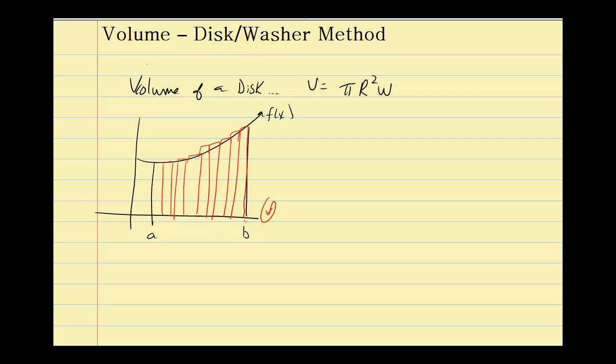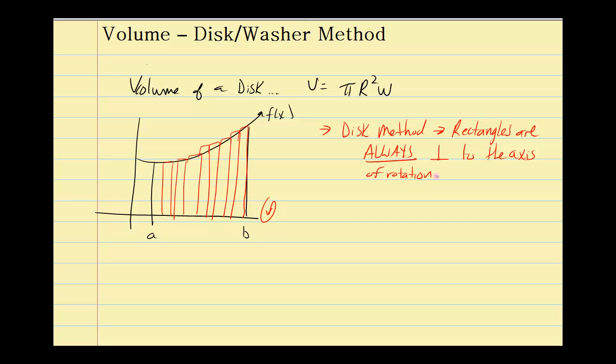Well, the first thing to remember is with the disk method, and this is very important, for the disk method, your rectangles are always perpendicular to the axis of rotation. We're going to learn another method pretty soon, and those rectangles are parallel to the axis of rotation. So whether they're perpendicular or parallel is important. It makes a difference in which formula that we're going to be using.